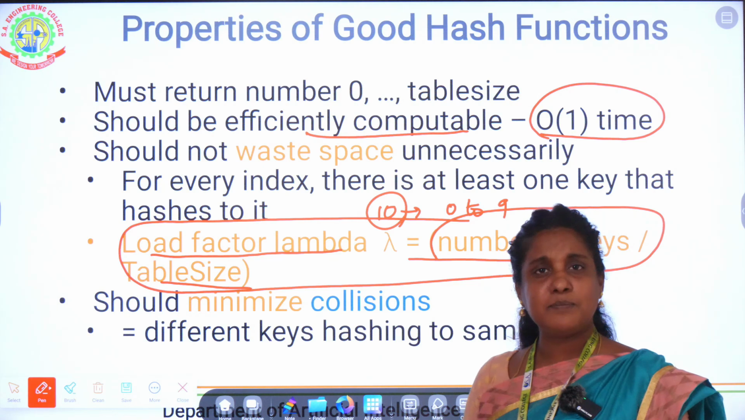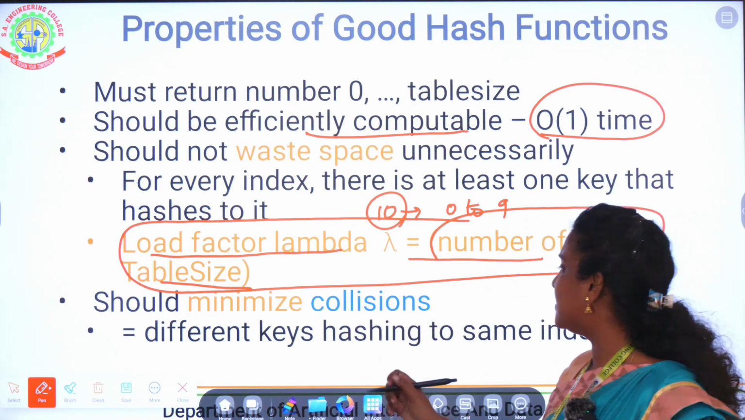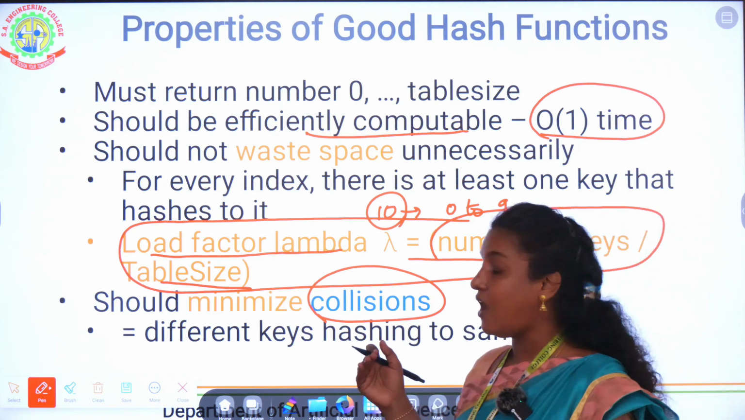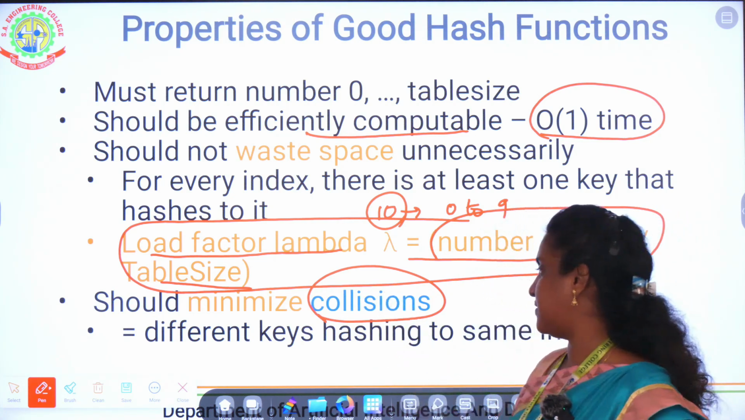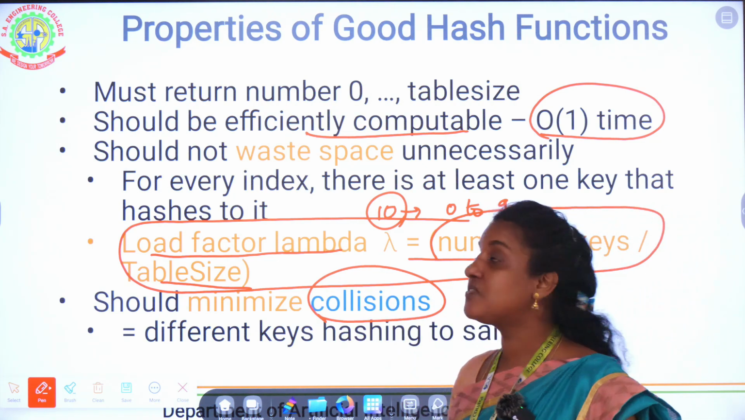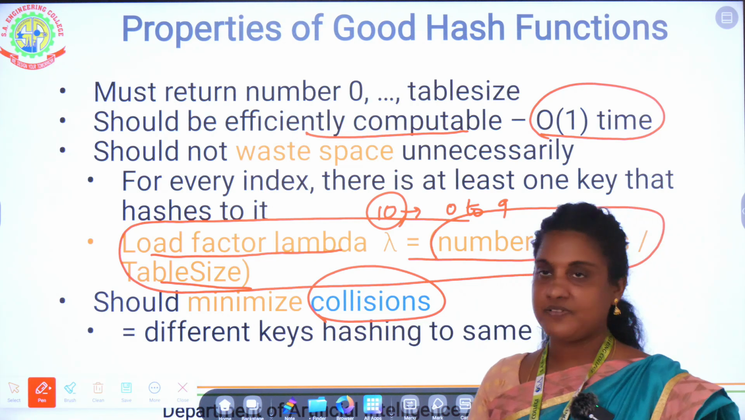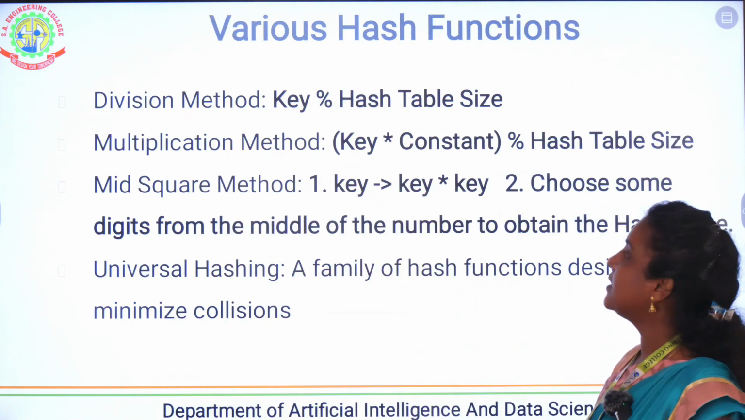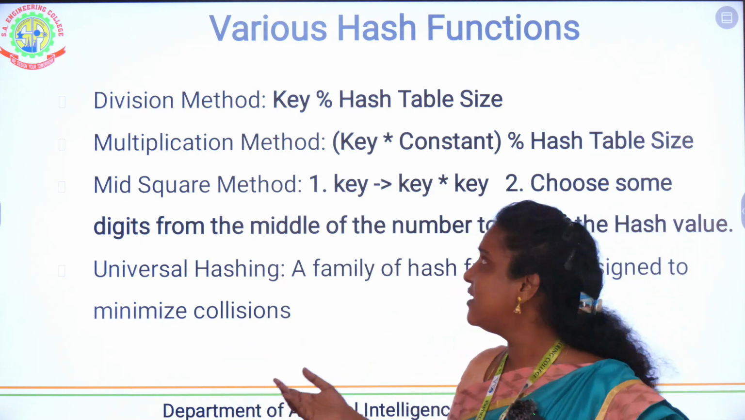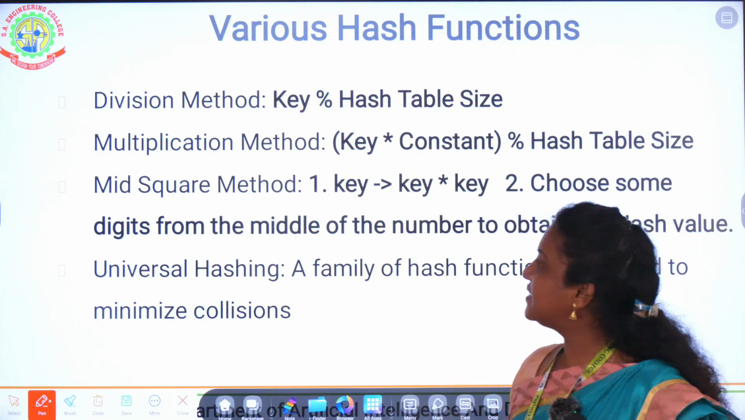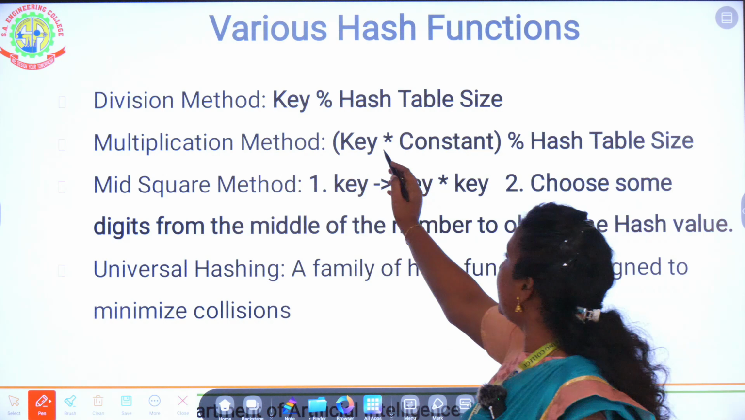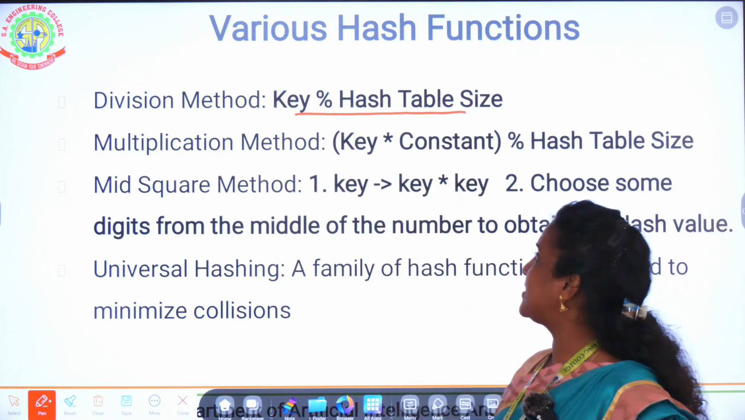Last but not least, whatever hash function we choose, it should always minimize the collision. So these are the basic properties while choosing a hash function. I have mentioned only 4 here, but there are so many hash functions. First one is the basic method called the division method: key mod hash table size.